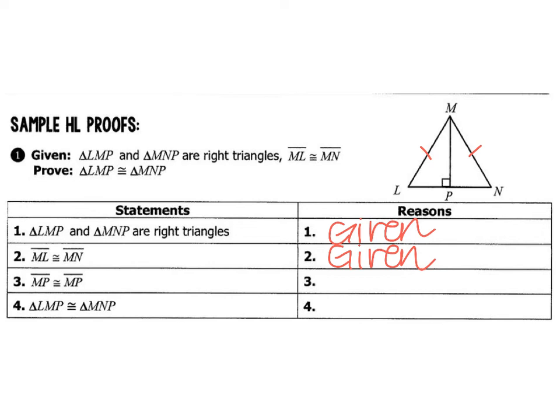We know that these are both right triangles, and we know that the hypotenuses are congruent. So we need to prove that one of the legs is congruent. Because they share MP, we know that MP is congruent to itself by the reflexive property. MP is a leg in both of the triangles. So we've proved that one of the legs is congruent, the hypotenuses are congruent, and these are right triangles. So we can say that triangle LMP is congruent to triangle MNP by the HL theorem.